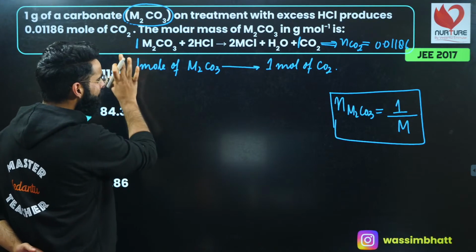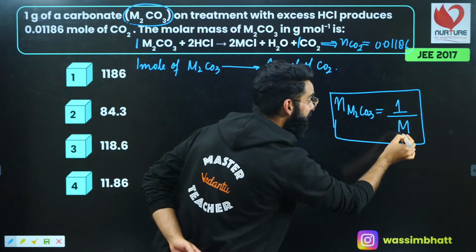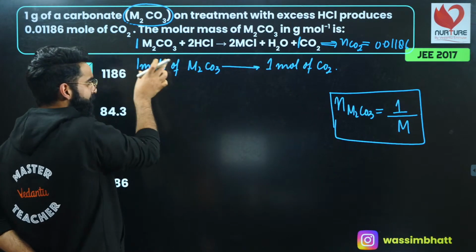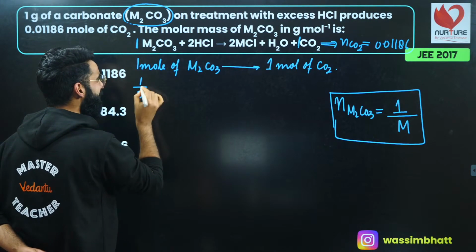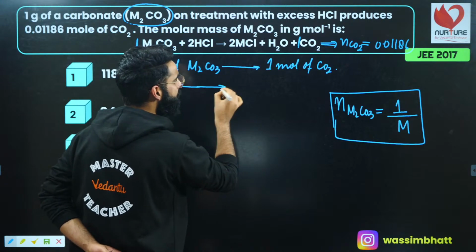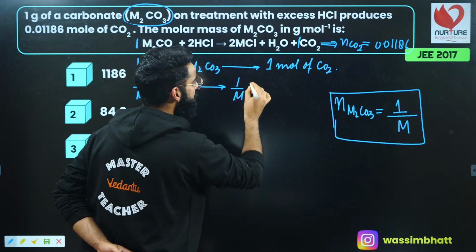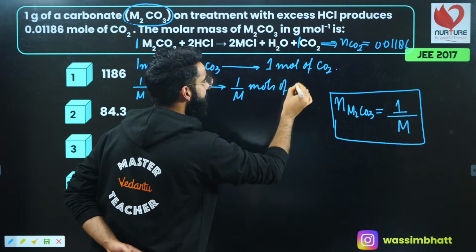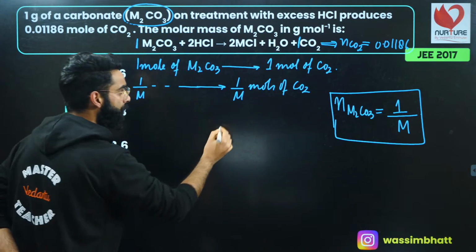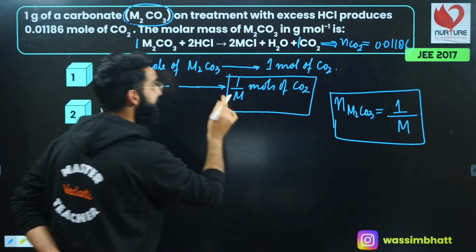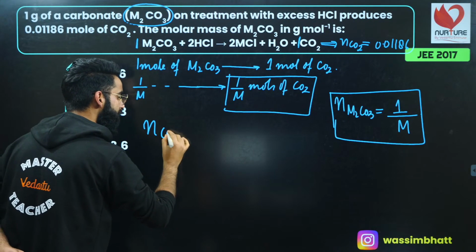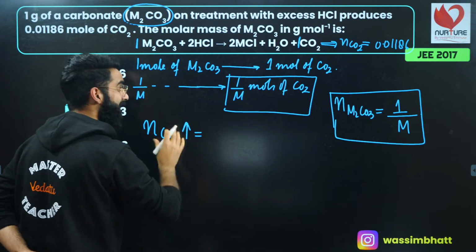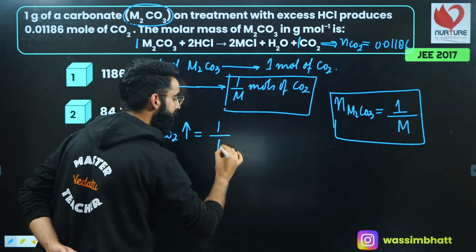So, do I have 1 mole of metal carbonate? No, I have 1 by M moles of metal carbonate. If 1 mole of metal carbonate produces 1 mole of carbon dioxide, then 1 by M moles of metal carbonate will produce 1 divided by M moles of carbon dioxide. So as per the stoichiometry, the number of moles of carbon dioxide that should get liberated is equal to 1 by M.